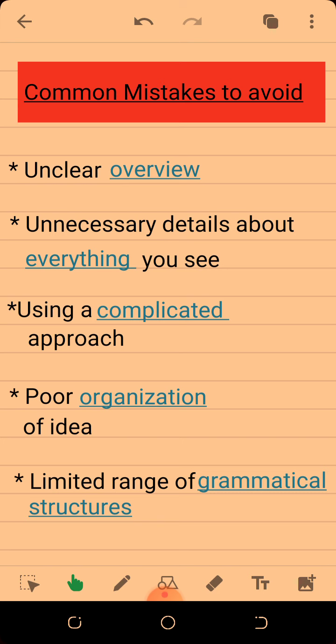If you write unnecessary details about everything you're seeing in the given information, then the number of words you will end up with at the end of the day will be much more than necessary. Also, you should avoid using a complicated approach. Make things simple. It's simple and you don't have to complicate things at all.